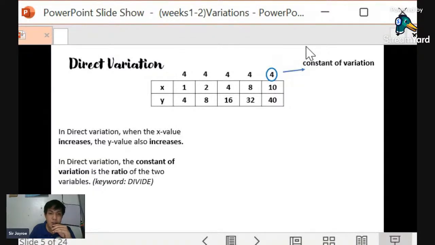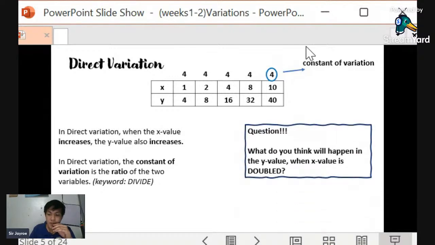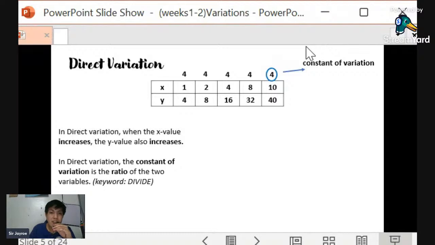And we can conclude that this is a direct variation. Okay? Okay, so wait lang. So that is direct variation. So ulitin natin. So how are we going to identify what are the steps?